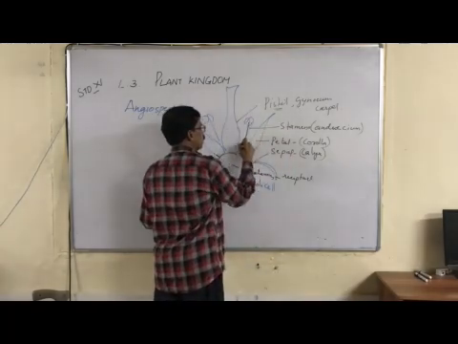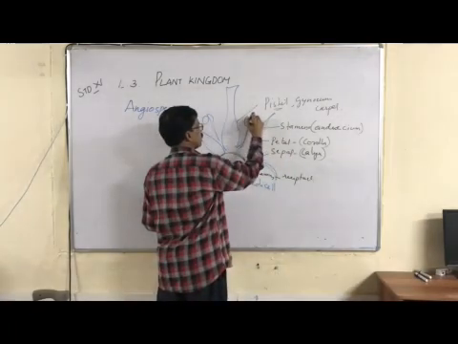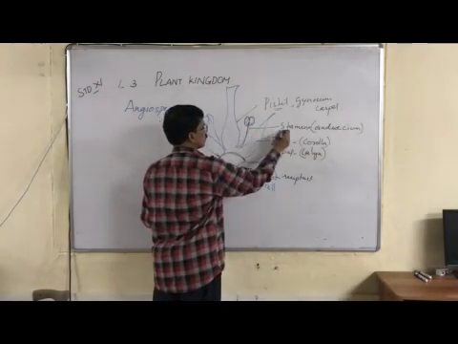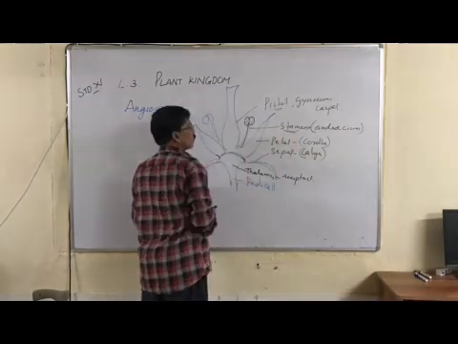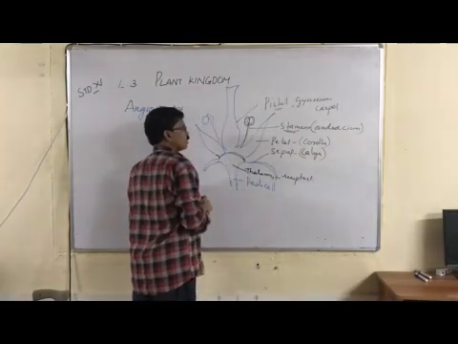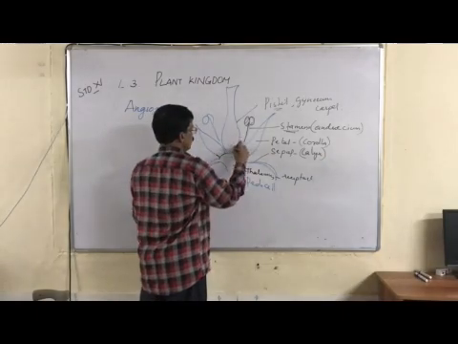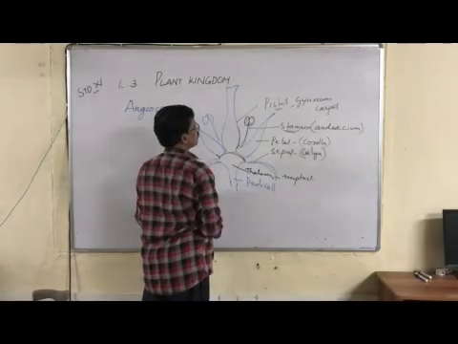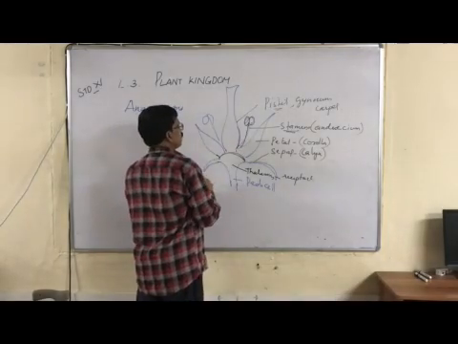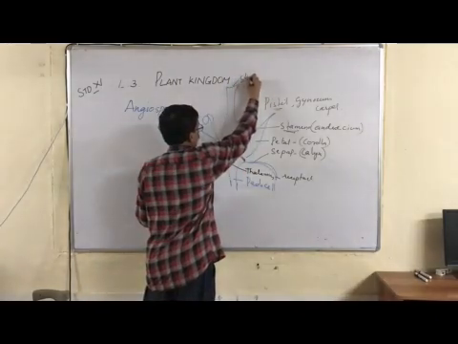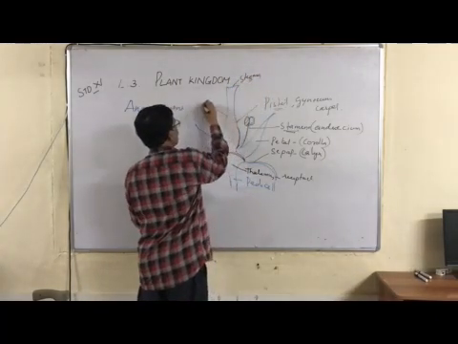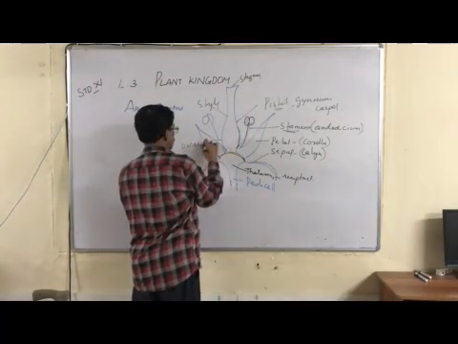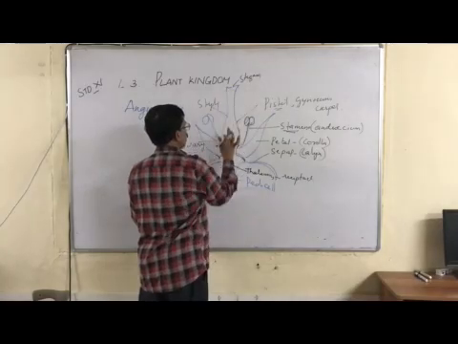Stamen consists of 2 parts, filament and anther. Filament is this, anther is this. So filament and anther together form the stamen. All stamens together form the male sex organ, androecium. Then inside the flower you can see the pistil or gynoecium or carpel. It has 3 parts: stigma, this is the style, and this is the ovary.